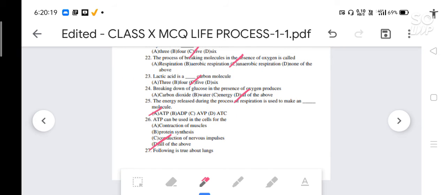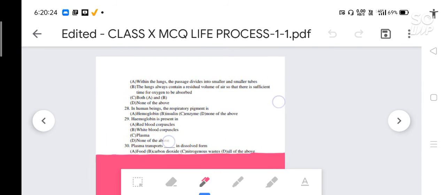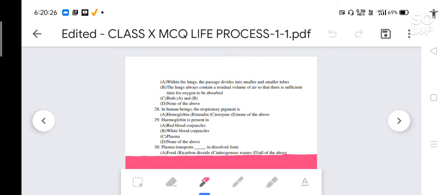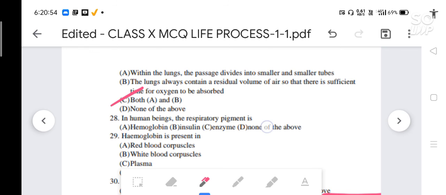Which of the following is true about lungs? So we will read. Within the lungs, the passage divides into smaller and smaller tubes. Yes, means inside the lungs, the passage divides into smaller and smaller passages. The lungs always contain a residual volume of air so that there is sufficient time for oxygen to be absorbed. So the correct option is both A and B.